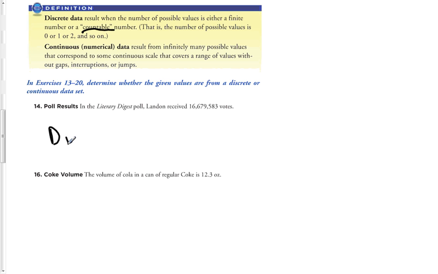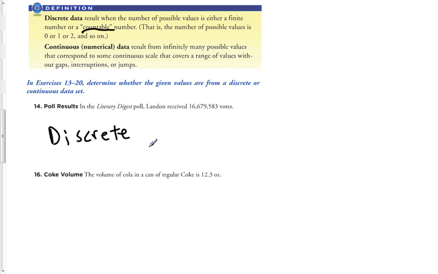It represents a count. There are gaps between the values that the data can take on. For instance, you can have one person that votes for Landon, but you can't have 1.5 or 1.37 or 1.28 people that vote for Landon. So there are gaps in the values that this data can take on. Therefore, this is discrete data.